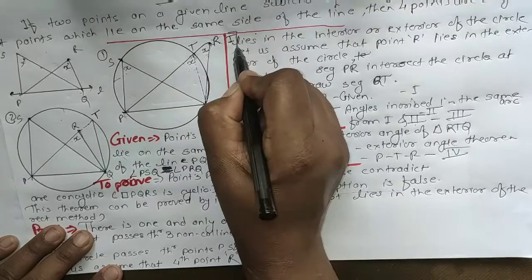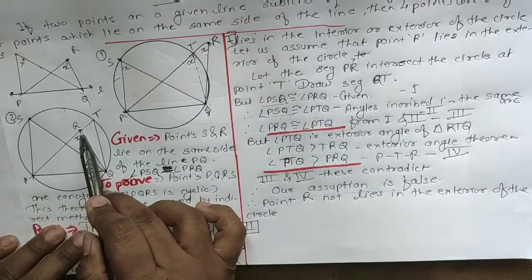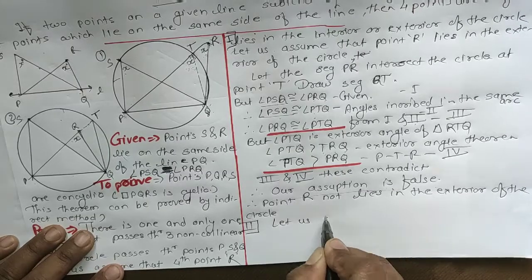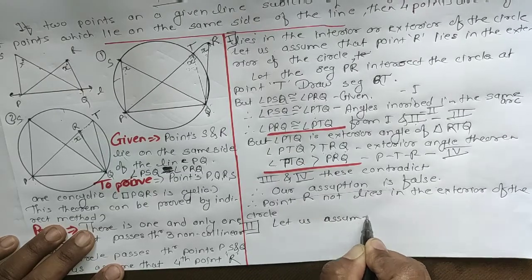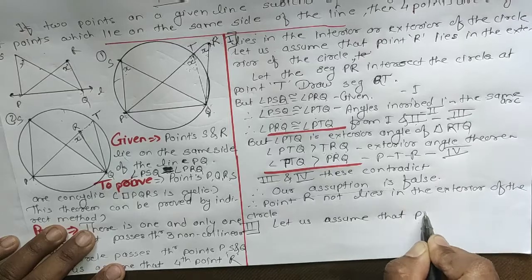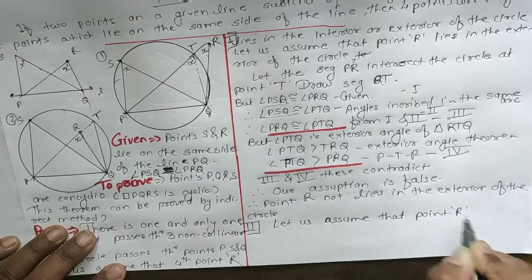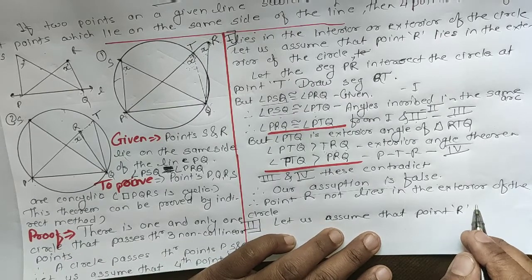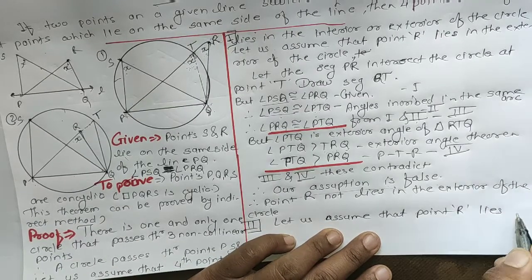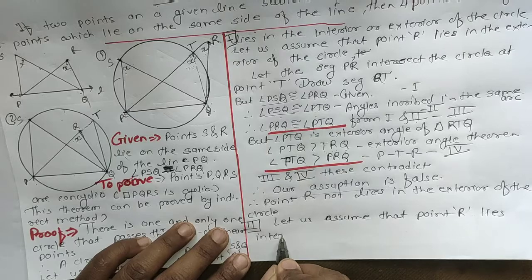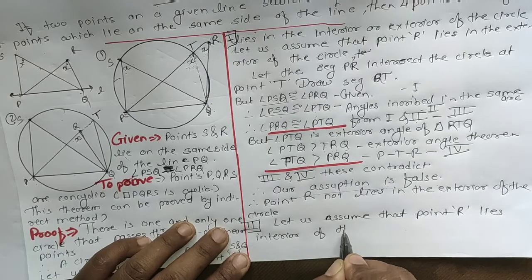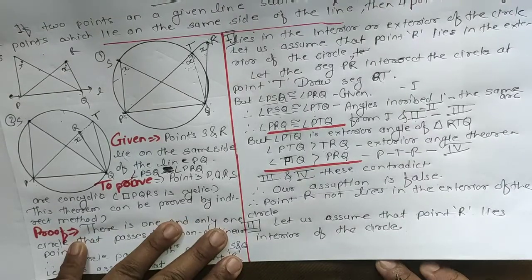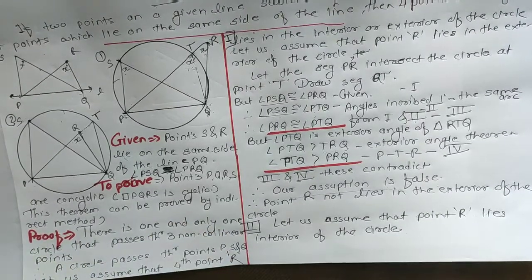Now we will take the second condition. What is our second condition? Point R lies inside the circle. So let us assume that point R lies in the interior of the circle.